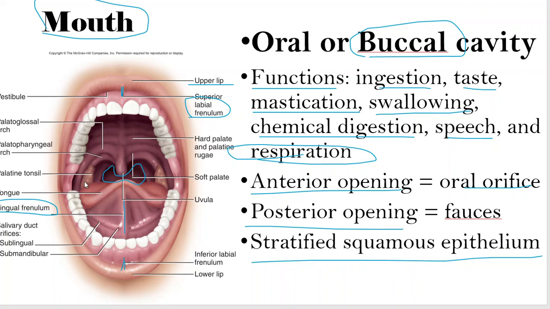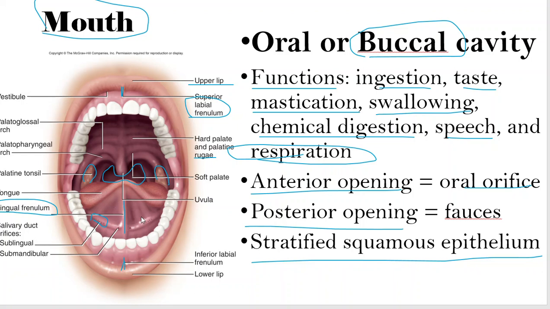These guys are your tonsils, the palatine tonsils. These arches here in the back are called the palatopharyngeal arches. The hard palate, and you see those ridges are called rugae. Tongue. We also have the openings for our salivary glands. You see some of them right there.